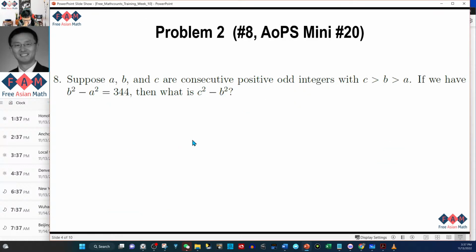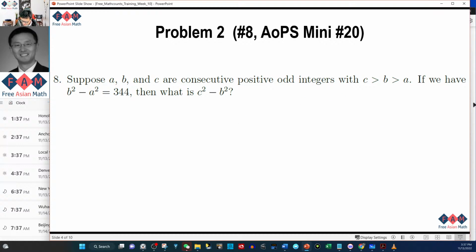The second problem, number 8 of meeting 20. Suppose a, b, c are consecutive positive odd integers. That's a lot of words: consecutive positive odd integers. You should immediately understand what this statement means. Of course, without loss of generality, it says c is greater than b and greater than a.